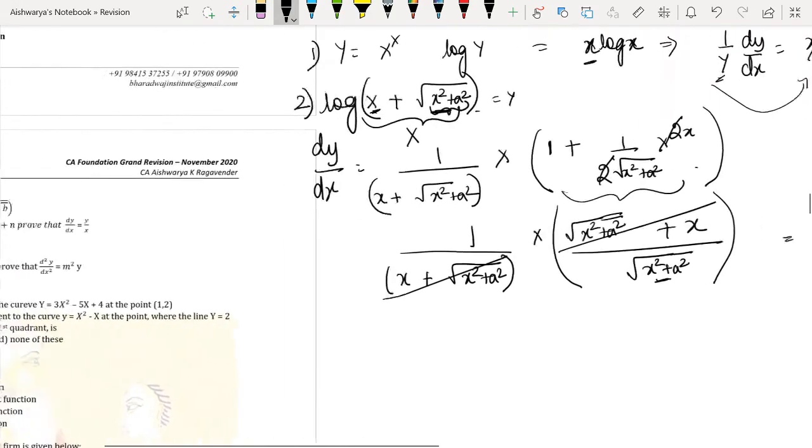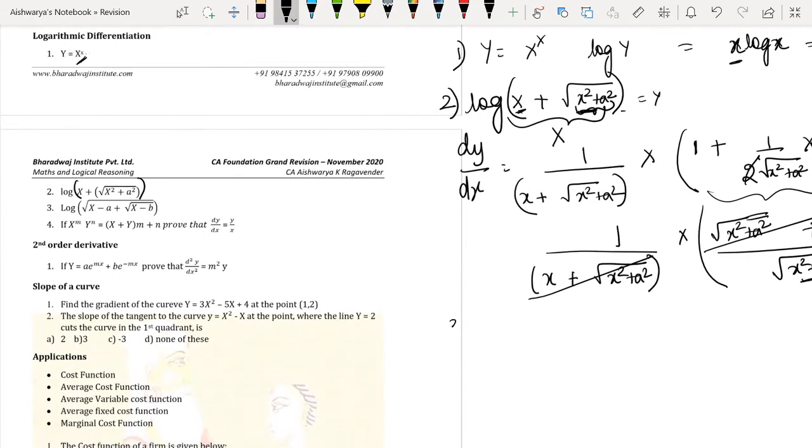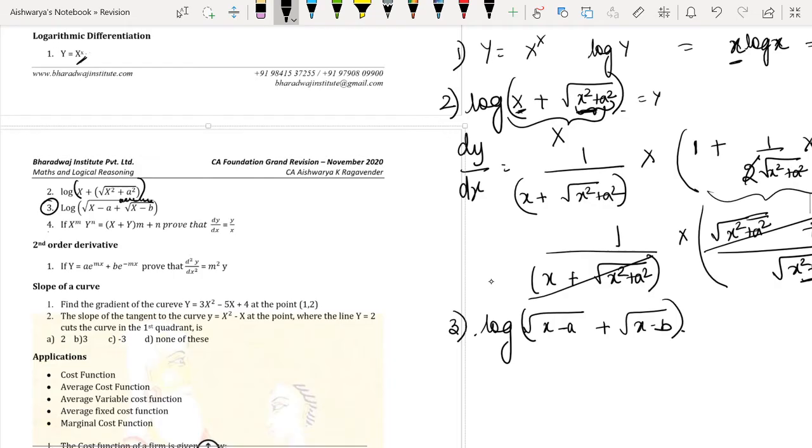Okay. So the options are not given here because I just wanted us to solve. Next, coming to this, actually the root is not there here. The root is separate for both the terms. Log of root x minus a plus root x minus b. So this I am going to give you for practice. You are going to solve and come back and tell me tomorrow. Now coming to the fourth question.